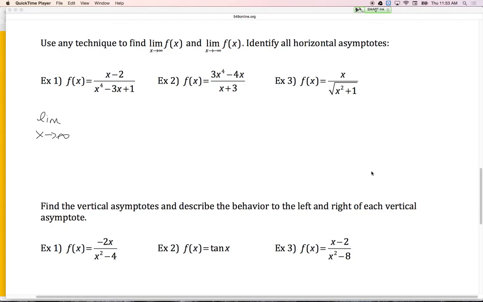Only when it's piecewise. Only when it's piecewise is it going to matter. So if it's not a piecewise function, you don't really need to approach both positive or negative infinity. You're just going to get the same answer twice.